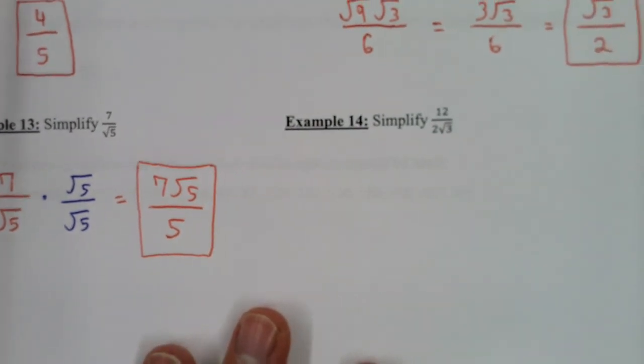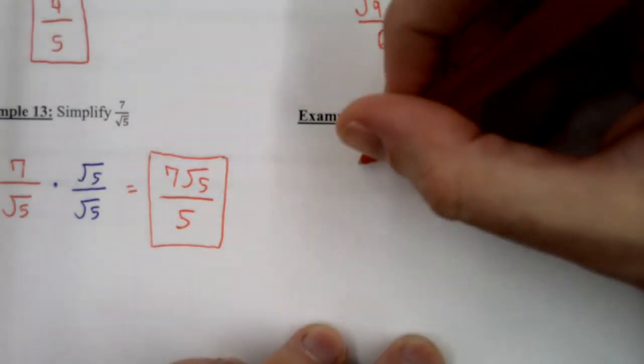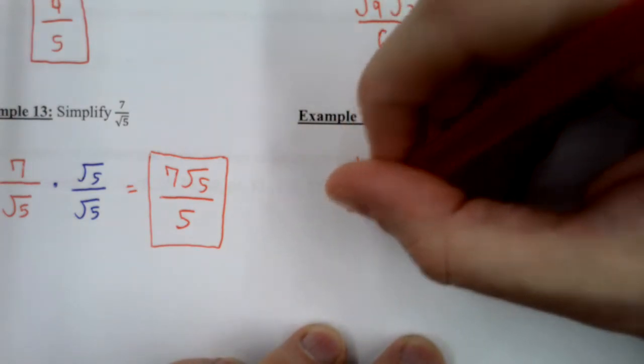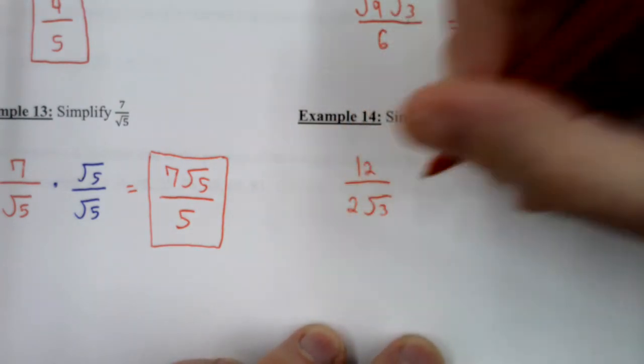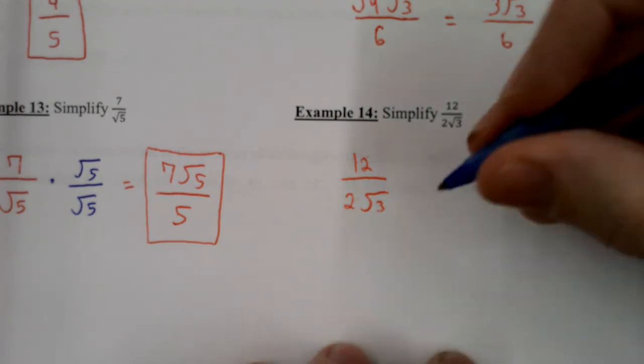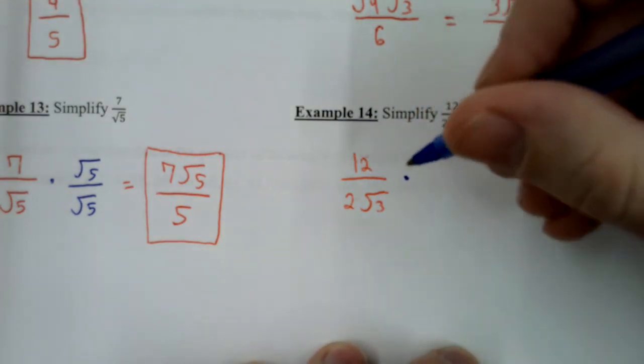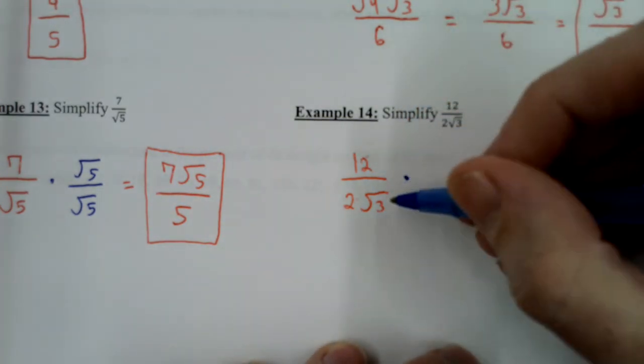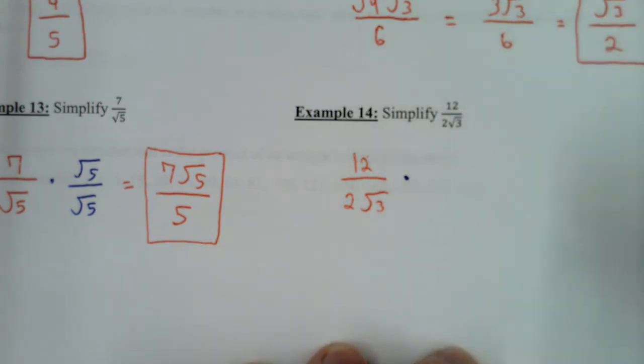Okay, one more like that. Simplify 12 over 2 square root of 3. A couple ways you could do this one. If you have 12 over 2, you could just simplify it right away and say that's 6. You could do that if you want, you don't have to. But what you're going to do is multiply by this over itself again.